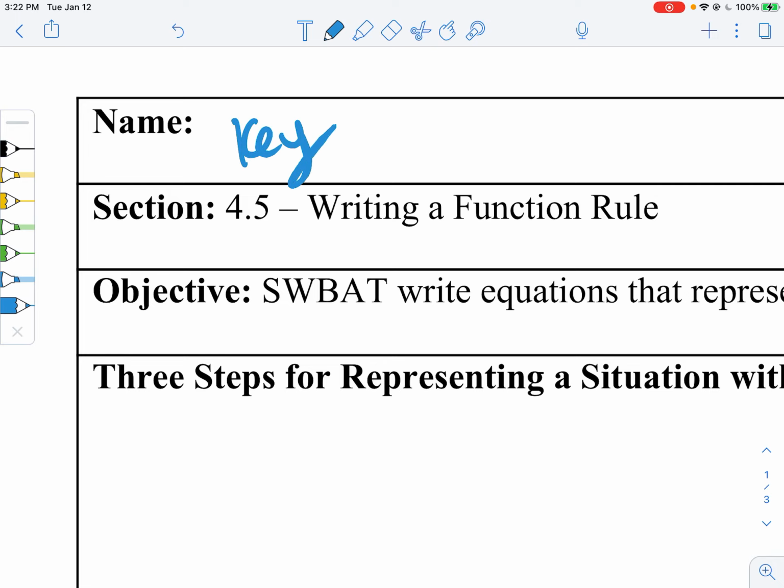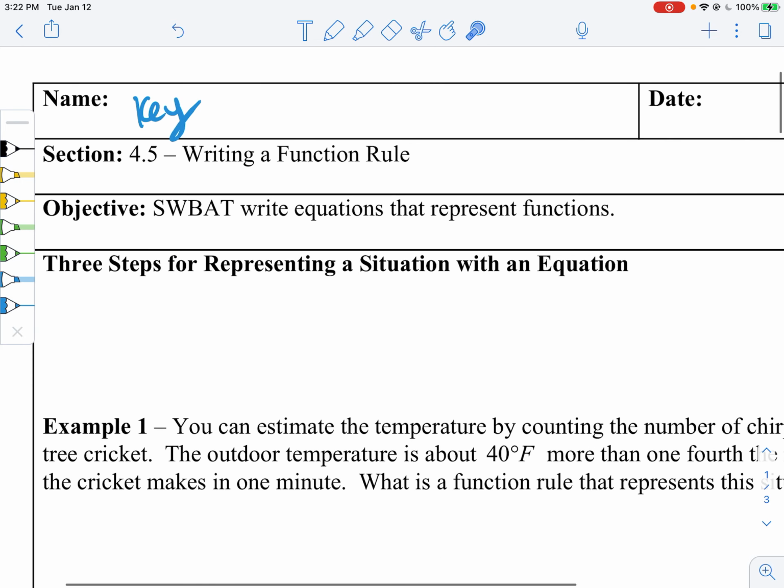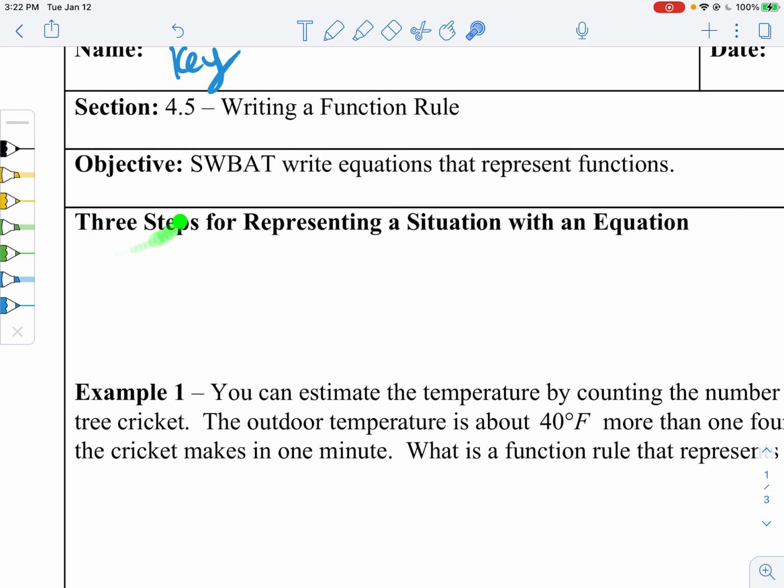Hey you! Welcome to your Chapter 4, Lesson 5 notes on writing a function rule. By the end of the day, you'll be able to write equations that represent functions or represent any situation. It'll be great.